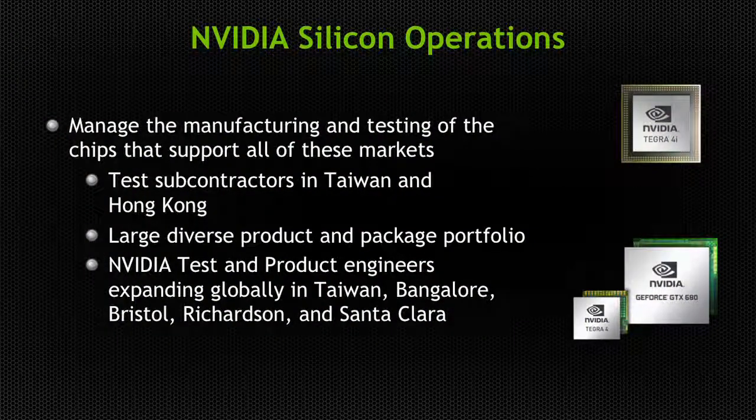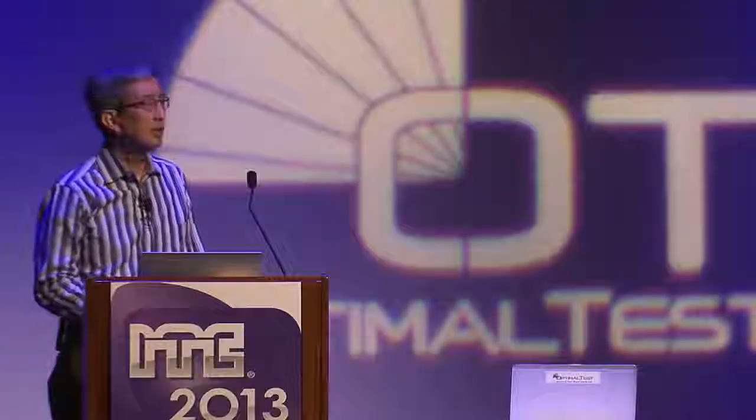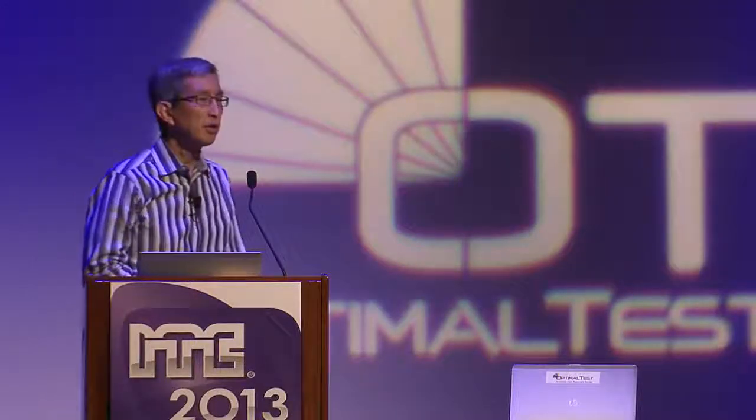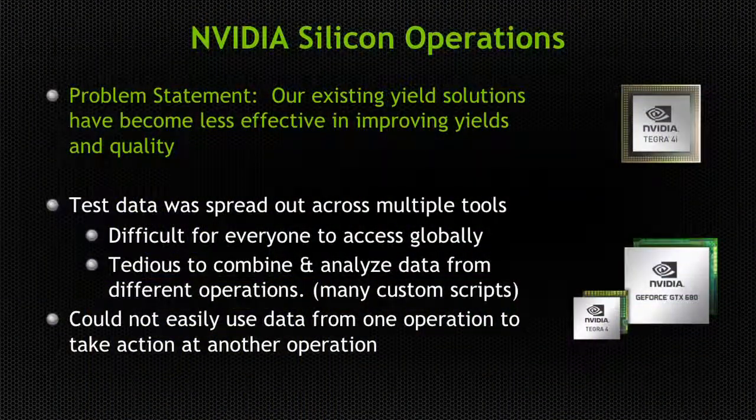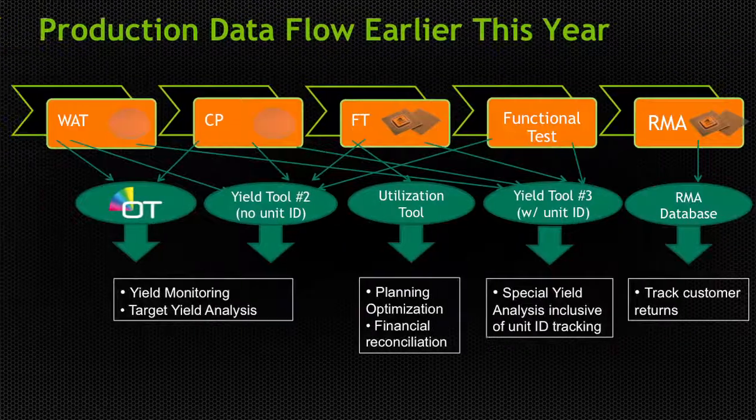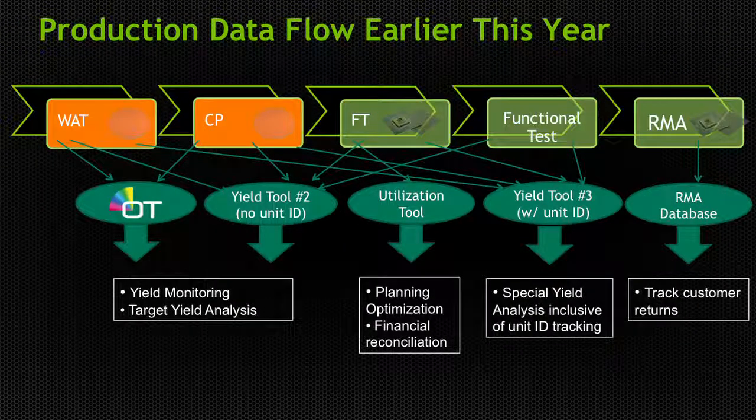As a fabless semiconductor company, our Silicon Operations Department manages the manufacturing and testing of the chips that are used in all of these diverse markets. So one thing within this environment, a problem is starting to emerge. Our traditional yield solutions have become much less effective in improving yields and quality. The top row is our typical manufacturing test flow. Let's focus on the optimal tests used at WAT and CP.